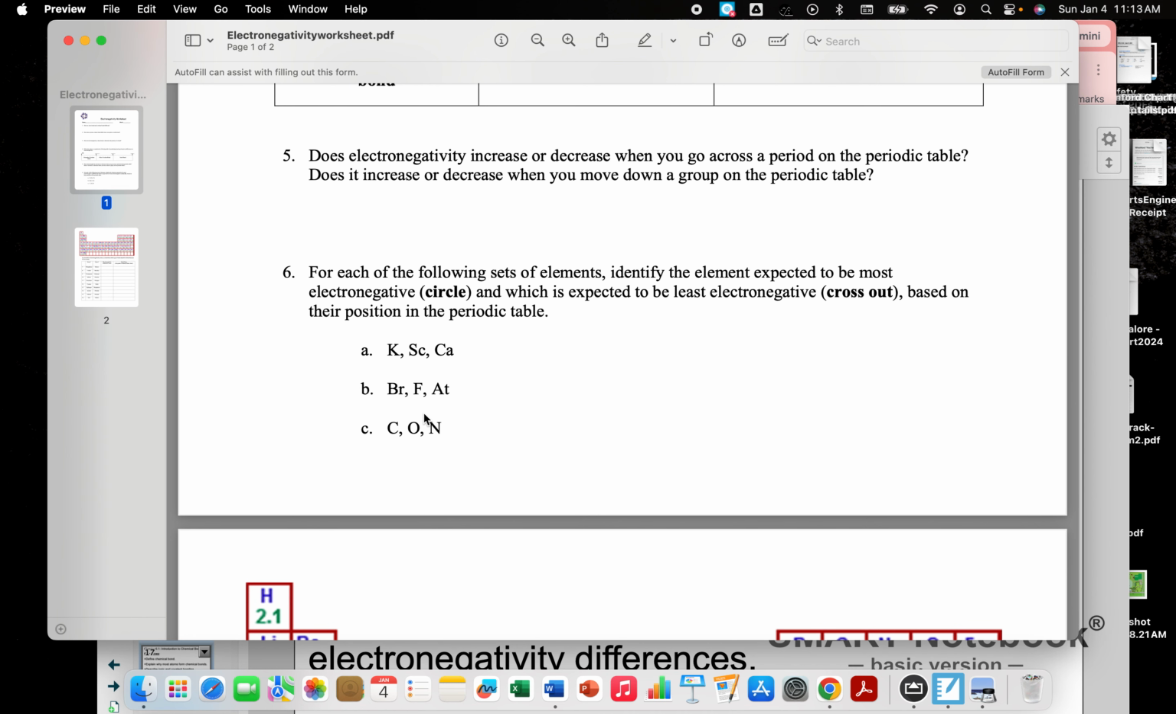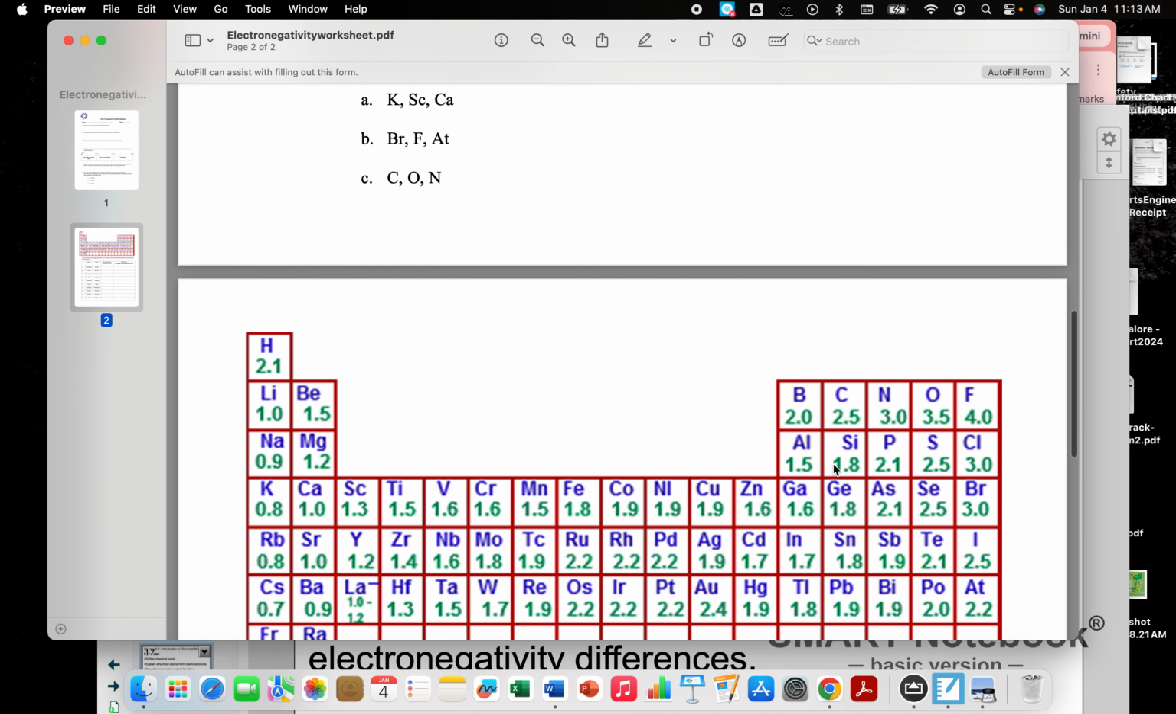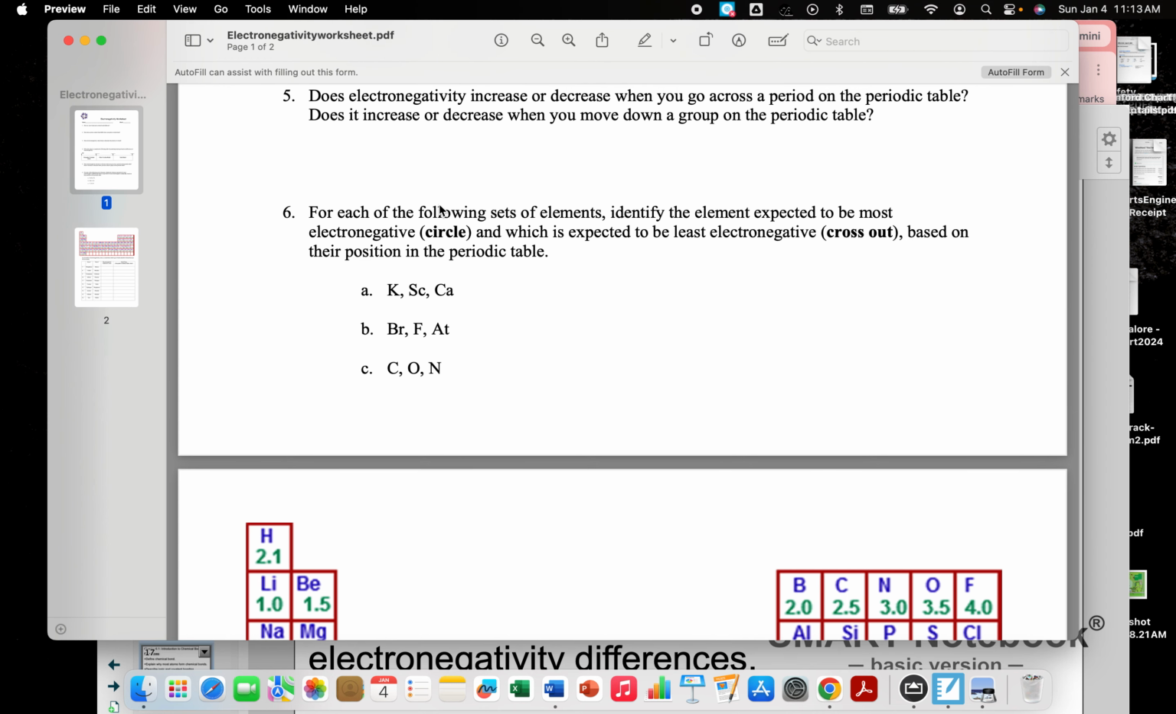For each of the following sets of elements, identify the element expected to be most electronegative. Now, you would need your book for this, but guess what? I included the electronegativity values on the worksheet. So you need to circle that. I don't think I can write on this. Maybe I can highlight.